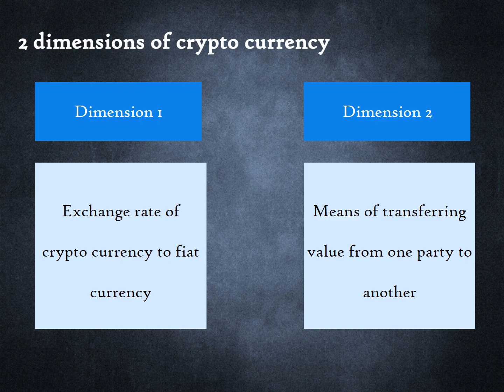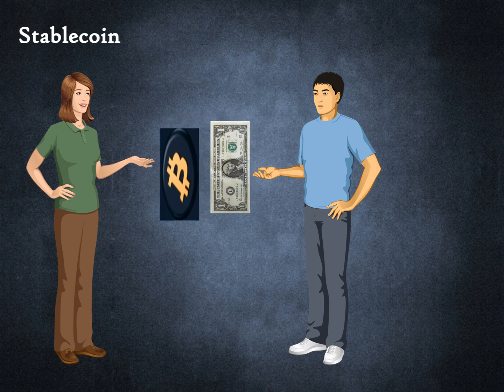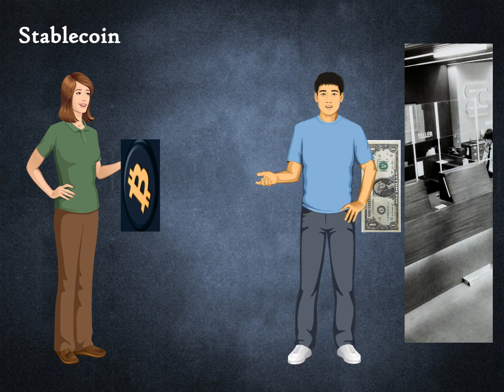Next, we will see an example of how the volatility of the first dimension can get resolved through stablecoins. Alice pays James $1. James issues a token on the blockchain. He then invests the dollar in a very low-risk investment like a bank time deposit, earning a small amount of interest. James guarantees to redeem the token for fiat currency at $1. The token James issued is called a stablecoin.